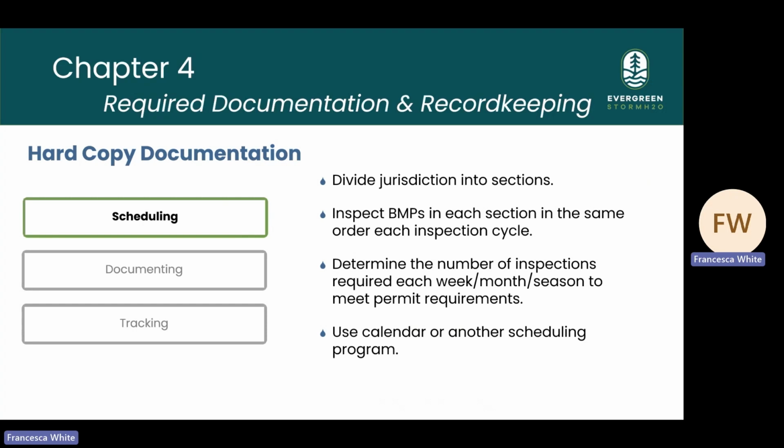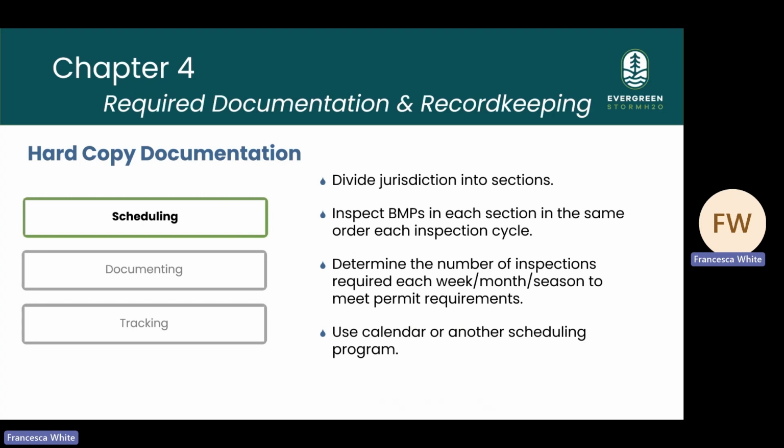I mentioned earlier, before you do your inspections, you need to make sure you're identifying all of your BMPs, and then you need to develop a schedule for inspecting these BMPs. So with hard documentation, the common practice that I've discovered from talking to multiple permittees is often dividing your jurisdiction into sections. For example, if you divide your jurisdiction into 4 quadrants, you would inspect in the same order, 1, 2, 3, 4, for every inspection cycle.